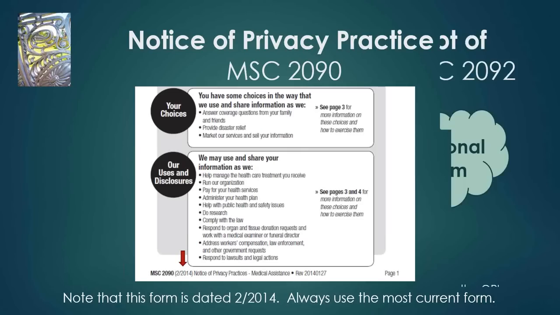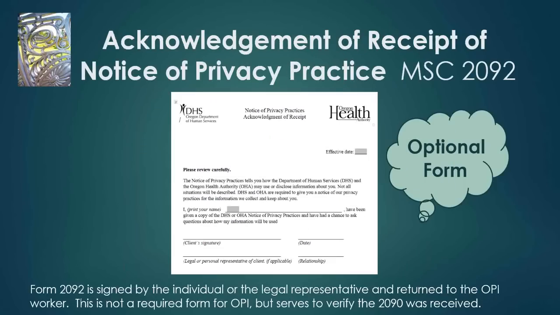So what I want to go to next is something that was created. It's actually the Acknowledgement of Receipt of Notice of Privacy Practice, which is a long title for a form, and it's the Form 2092. This form was created by DHS as a partner form for the 2090 that we just looked at, the privacy practices.